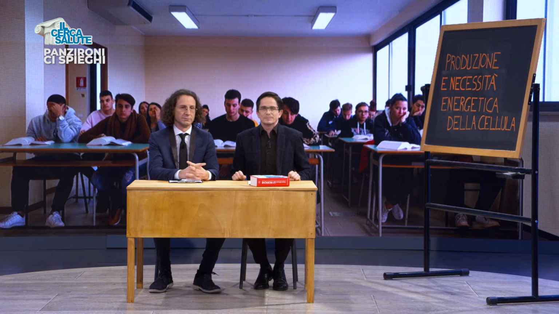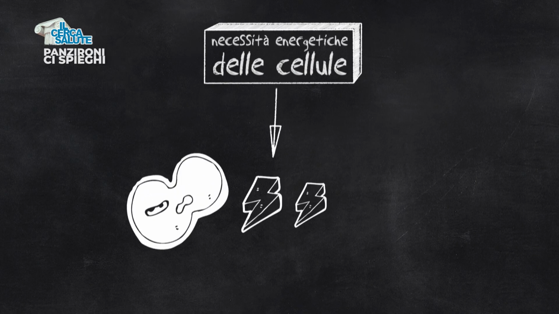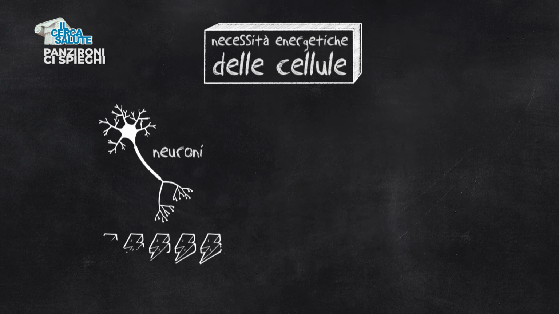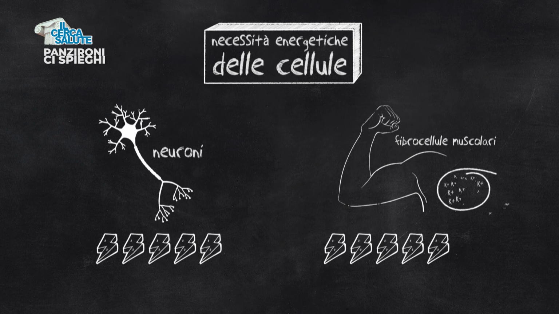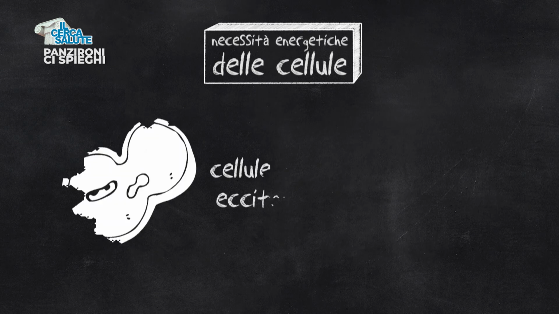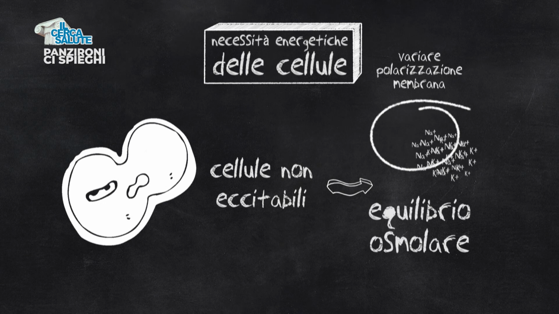Let's see this tutorial. Cells have totally different energy needs based on function, but especially on their excitation capacity. In fact, the cells that need the most energy are neurons and muscle fiber cells, which vary the polarization of the membrane, thus enabling the transmission of electrical signals. Non-excitable cells have the ability to vary membrane polarization only to maintain osmolar balance.